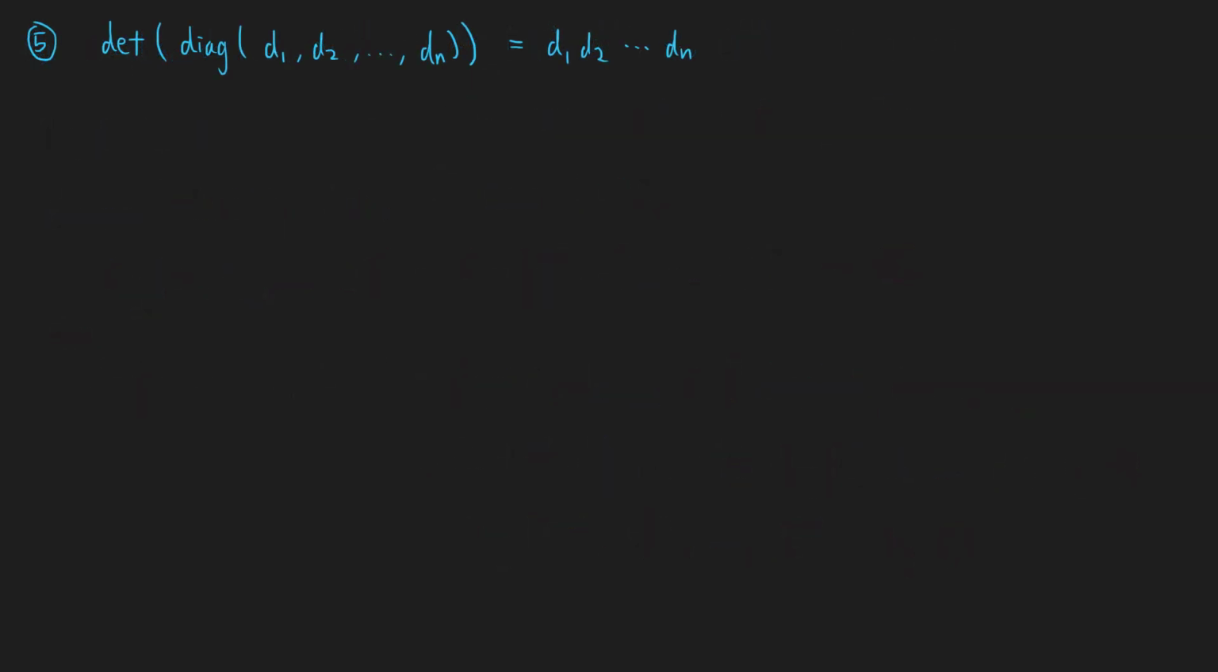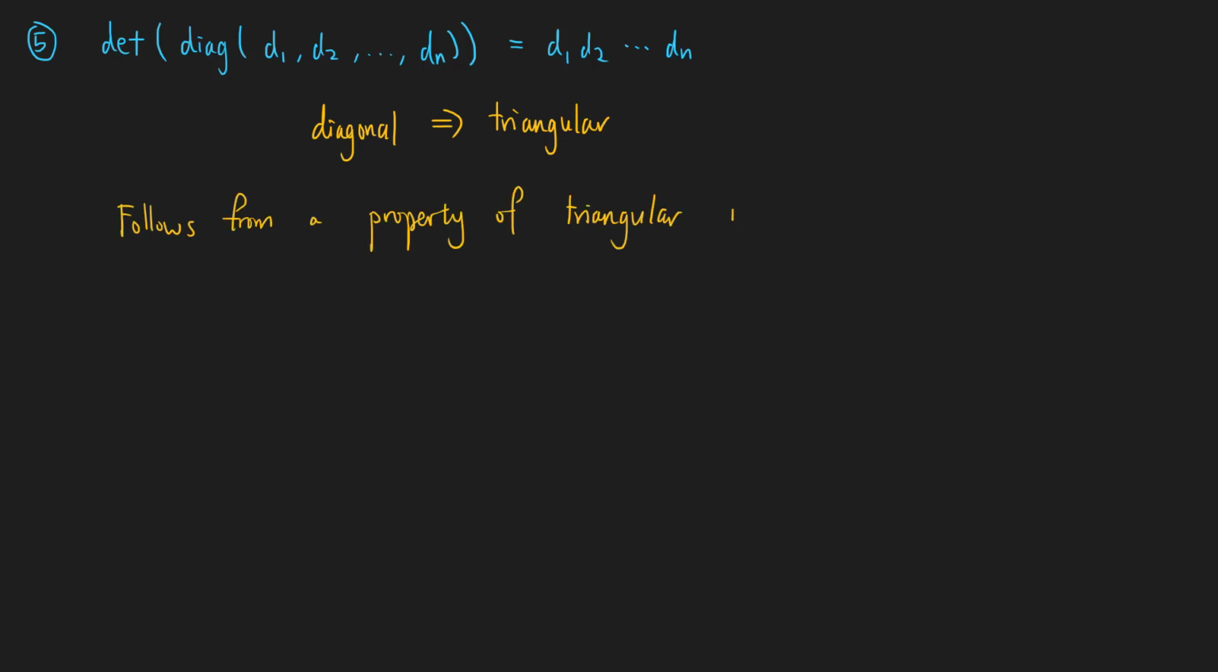The fifth property states that the determinant of the diagonal matrix d1, d2 up to dn equals the product d1, d2 up to dn. Observe that a diagonal matrix is automatically a triangular matrix, and triangular matrices have the property that their determinant is equal to the product of the main diagonal entries.